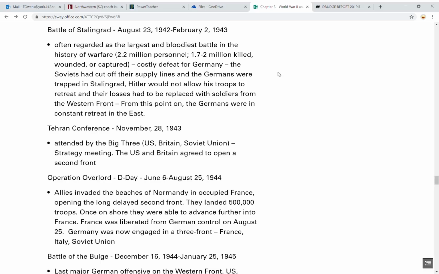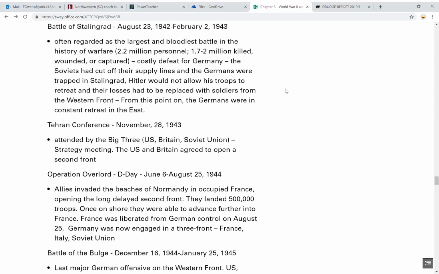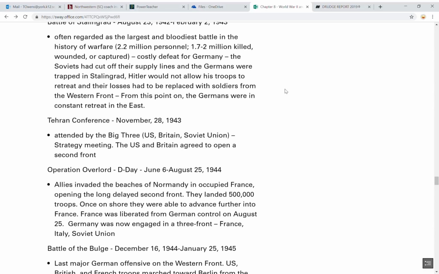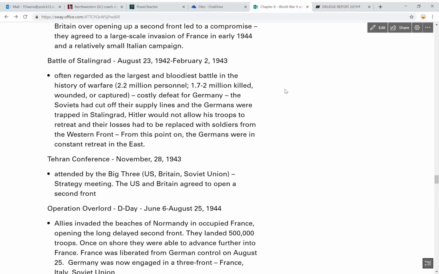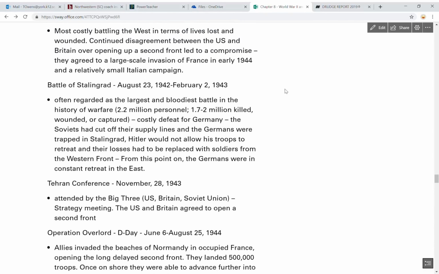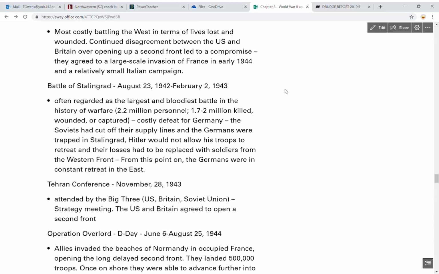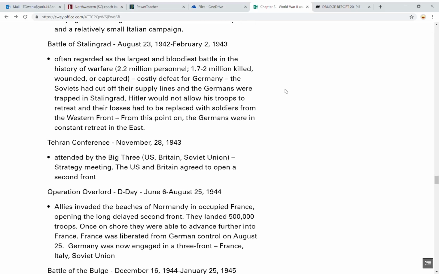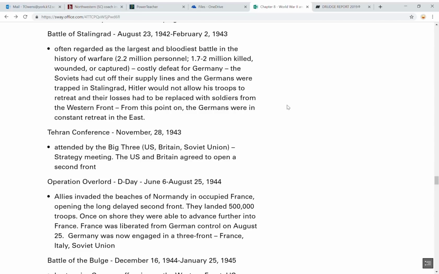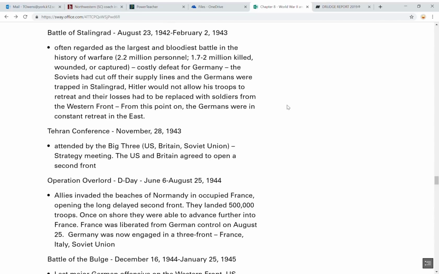And part of that is because their supply lines had been cut off at this point, and they're trapped. Hitler's not going to let anybody leave, and so you've got to replace the soldiers from the Western Front, and really it can't be done. And so even though they weren't supposed to give in and give up, the Germans are going to be forced to retreat. And what you see is, with this much reduced force, they are basically running back to Germany with the Soviets on their heels.